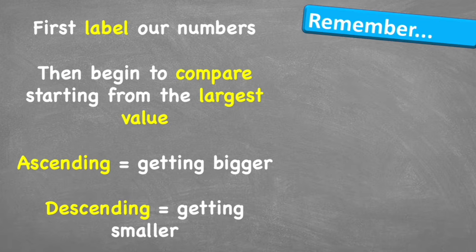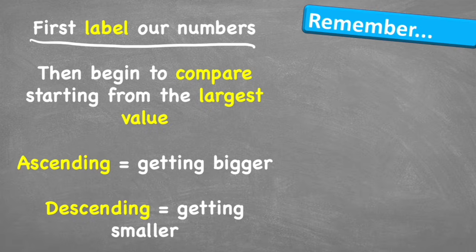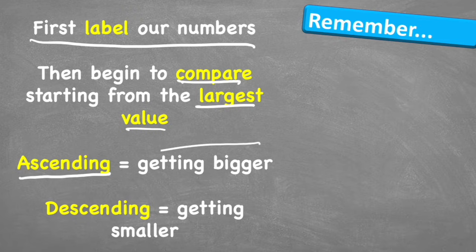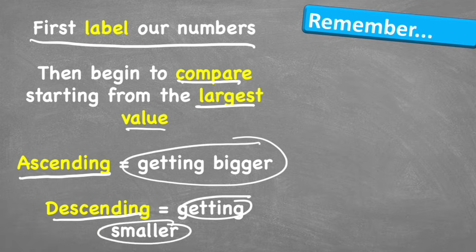And there we go. That is everything you need to know about ordering and comparing numbers. Let's have a last think about what to remember. First, we're going to label our numbers. This is really going to help us make sure we understand what number is in what value column. Then we're going to begin to compare, starting with the largest value. And remember that ascending means that our numbers get bigger, and descending means that our numbers get smaller.